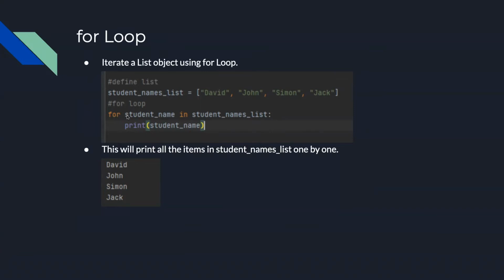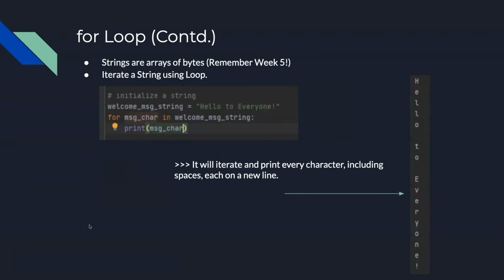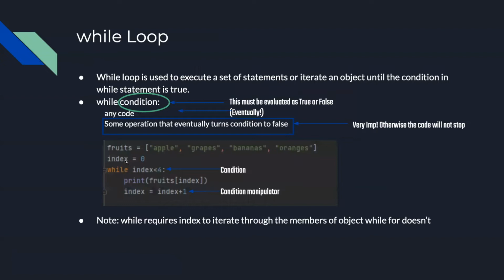In this particular case, we have for student name in student names list. So on the first iteration of the loop, we're looking at the first name on that list, which is David, the second iteration John, the third iteration Simon, and the fourth iteration Jack. Whereas in this loop, index is 0 on the first iteration, so we enter our loop, we have print fruits at index 0, so we print apple. Then we increment index by 1. So on our second iteration of the loop, now we come in, index is now 1.